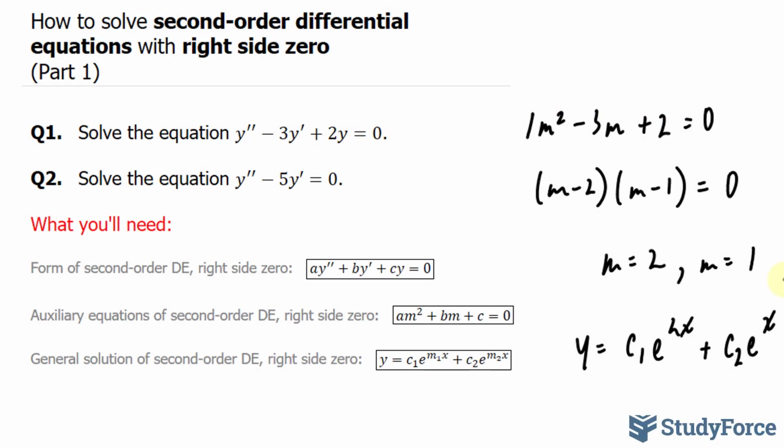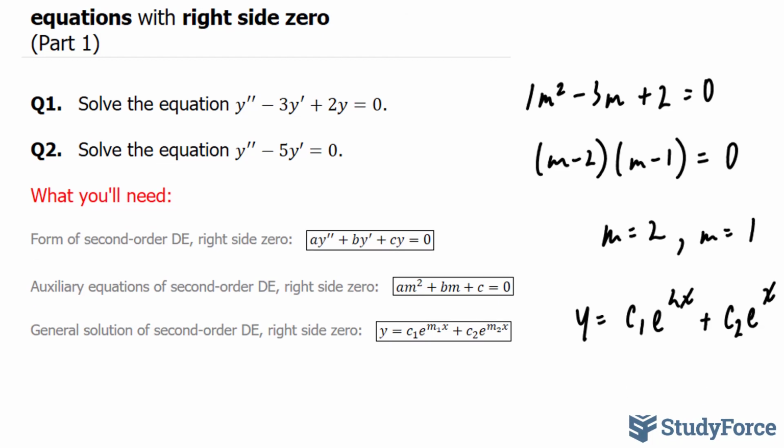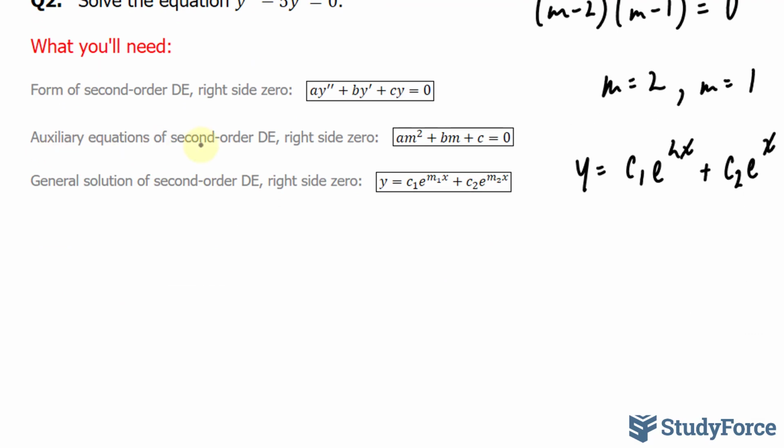However, in question 2, you'll find out that sometimes one root of the auxiliary equation will be 0. And here's how to tackle that. The question reads, solve the equation y double prime minus 5 times y prime is equal to 0. This time, our auxiliary equation will look like this, where this right here represents m squared, and it has a coefficient of 1. And over here we have minus 5m plus 0 is equal to 0.